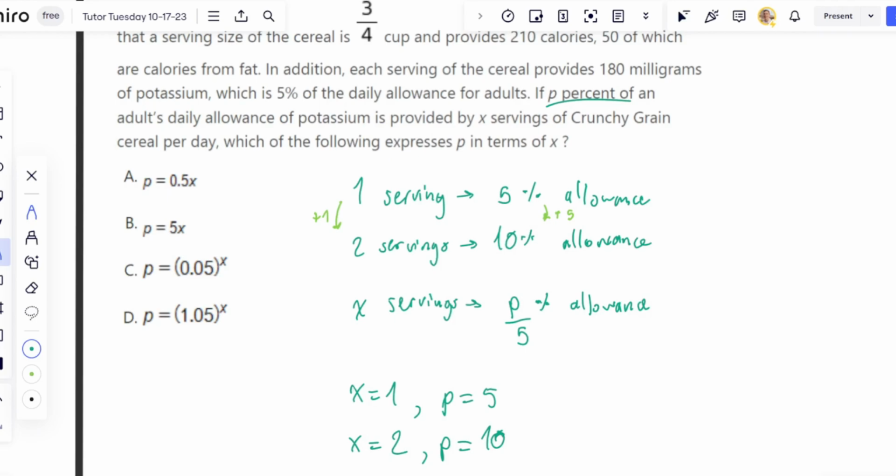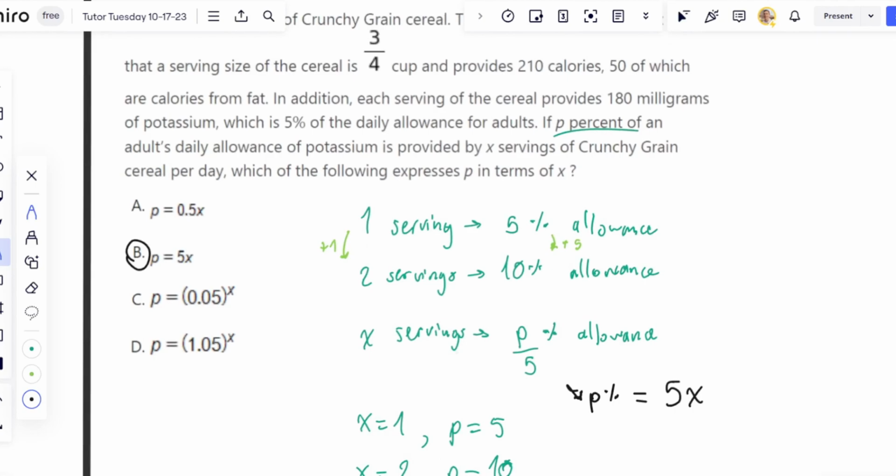So in other words, in order to get p% of the daily allowance, that's going to be equal to 5 times x. It's always increasing by 5, like I said, right? So every time we increase x by 1, the resulting change in p should be 5 times what x was increased by. And that matches up with answer choice B, which tells us the percent daily allowance is equal to 5 times the amount of the serving, right? One serving is 5%, then p% will be just 5 times the number of servings.